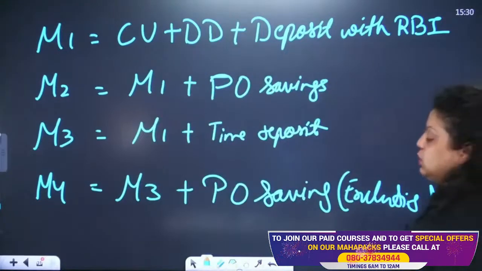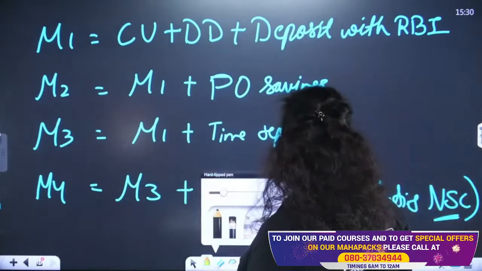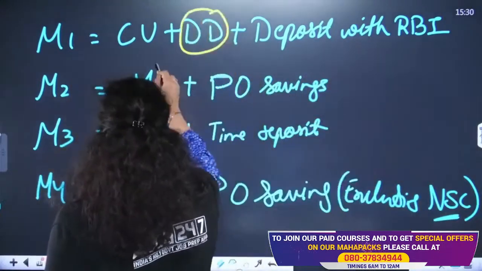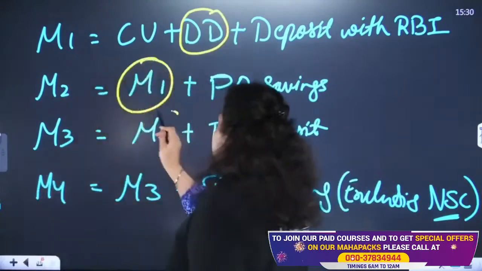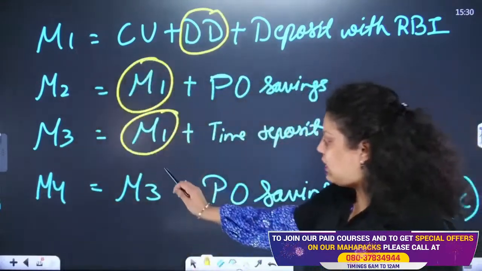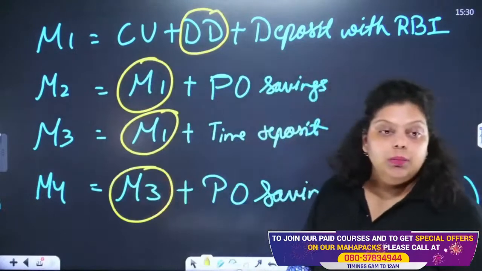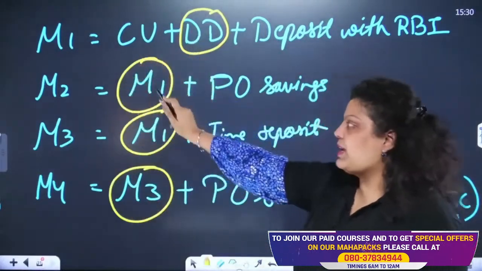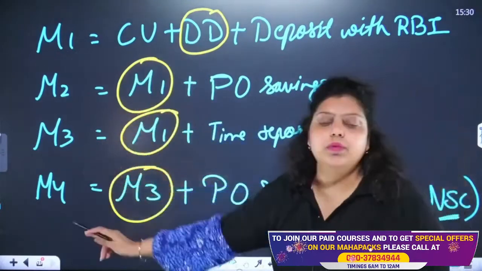So here the question was asking which of the following includes the demand deposit. M1 includes demand deposit, M2 includes demand deposit, M3 includes demand deposit, and M4 includes demand deposit. Because M2 has M1, which has demand deposit, M3 has M1, and M4 has M3.